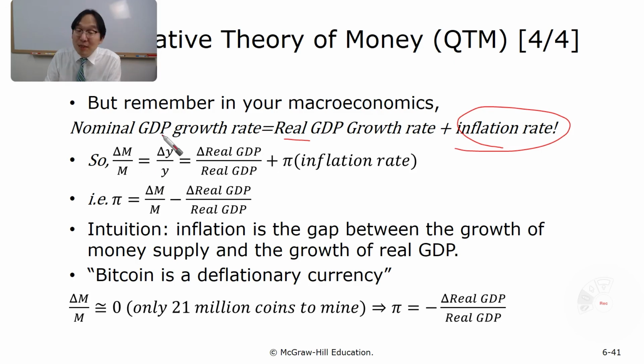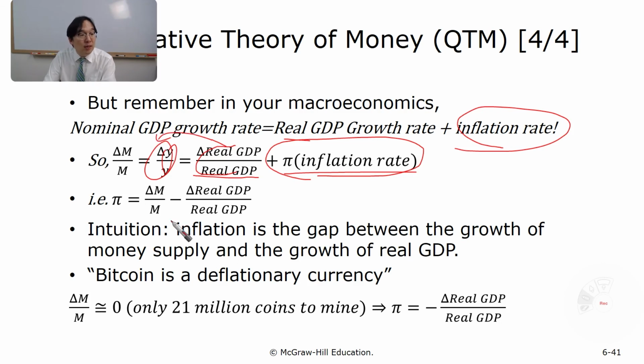So the rate of change in money supply should be the rate of change in GDP. And then this one is nominal rate of change in GDP, right? Nominal rate. We want to decompose into real GDP change, the rate of real GDP change, and then inflation rate, pi. If you keep this guy and then send this guy to the other side of the equation, it will be like inflation rate being equal to rate of change in monetary supply minus the rate of change in real GDP. Oh, okay. The intuition is that inflation is the gap between the growth of money supply and the growth of real GDP. I see.